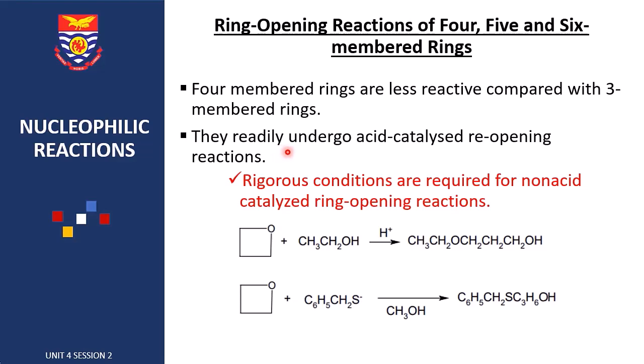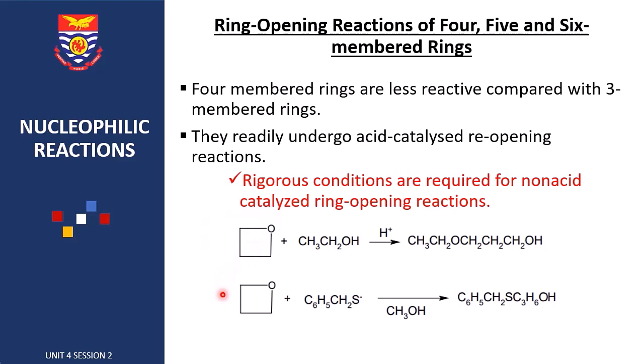So, the energy strain in three-membered ring is far higher, right? So the energy strain in four-membered ring being lower makes them less reactive compared to the three-membered ring heterocyclic compounds. So they readily undergo acid catalyzed reactions, ring opening reactions, and then vigorous conditions are required for non-acid catalyzed ring opening reactions. So please take note of that.